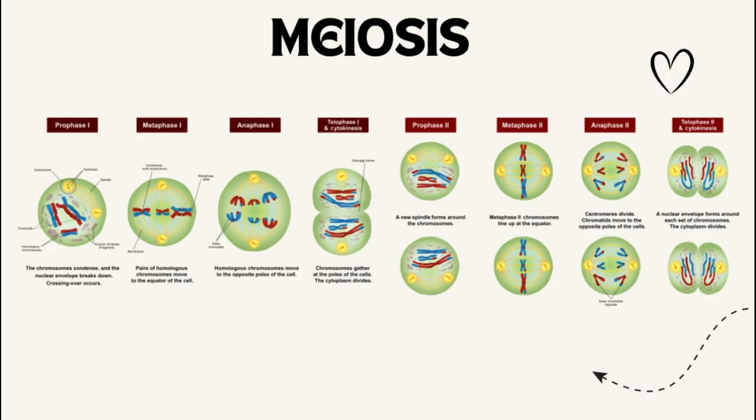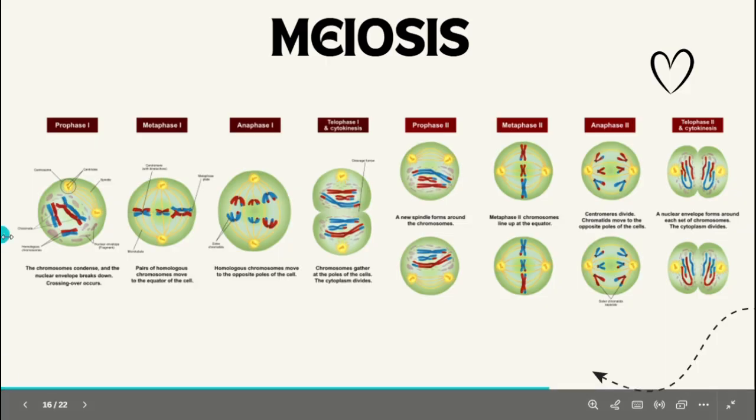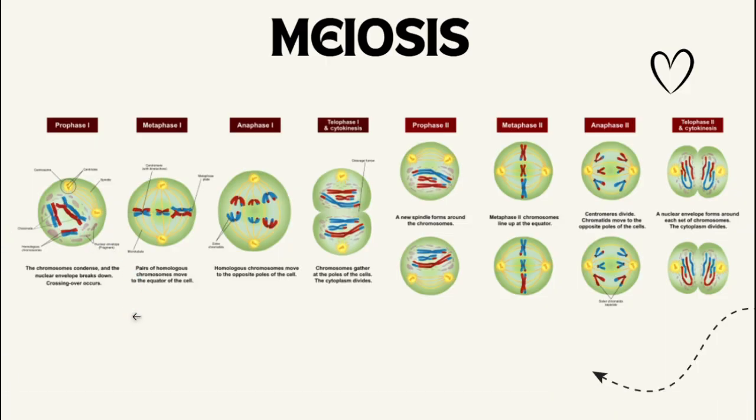Then meiosis is way more complex. It's complex, but at the same time, it's the same thing. What's happening here in the prophase is we have PMAT twice, right? So the cell is going to have a prophase 1 and a prophase 2, a metaphase 1 and a metaphase 2, an anaphase 1 and an anaphase 2, and a telophase 1 and a telophase 2.